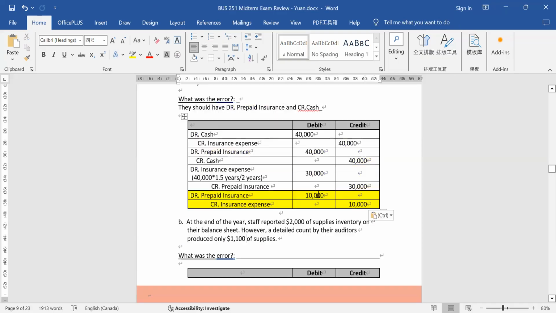So this 10,000, let me explain again. For the total 40,000 expenses, we booked 30,000 that has actually already happened. It's happened, so it will be booked into expenses. There are 10,000 still remaining in the prepaid expense. That's what it means.